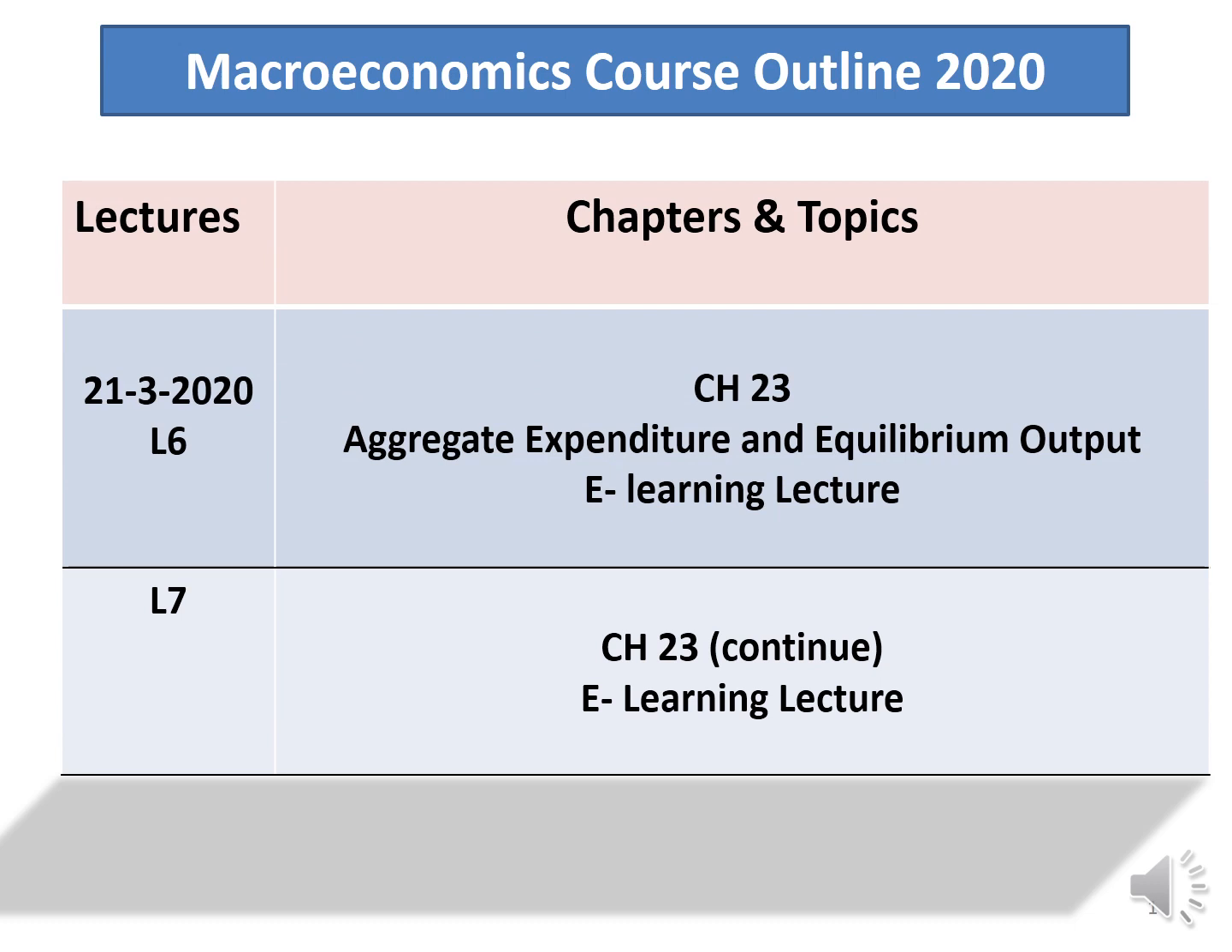This is our second e-learning lecture. We are going to finish chapter 23 in this lecture. This is lecture 7. Okay, so we will complete this chapter, which is aggregate expenditure and equilibrium output.